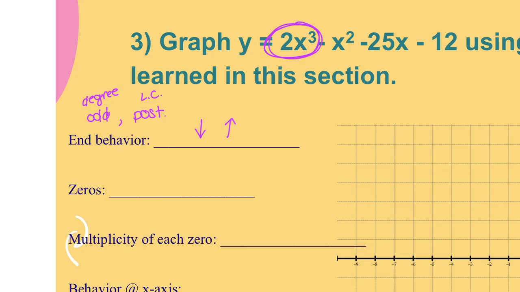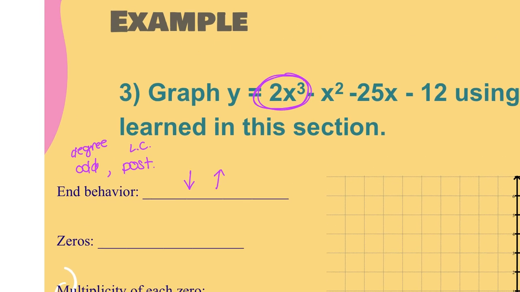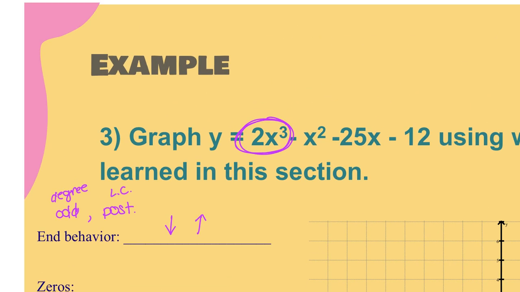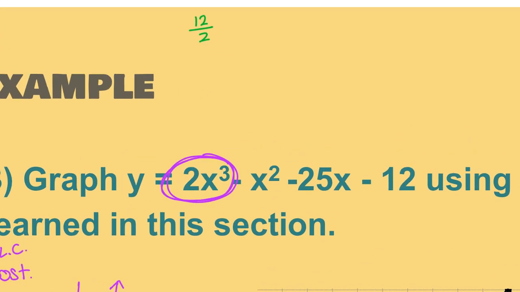Finding our zeros, finding my factors of my last and factors of my first. So this one's going to take a while. I'm not expecting you guys to write all of this. I'm going to write it, but you don't have to write all of these. So factors of my last, factors of 12, I'm going to have 1, 2, 3, 4, 6, and 12, and then factors of 2, 1 and 2. Keep in mind they're all positive, negative.